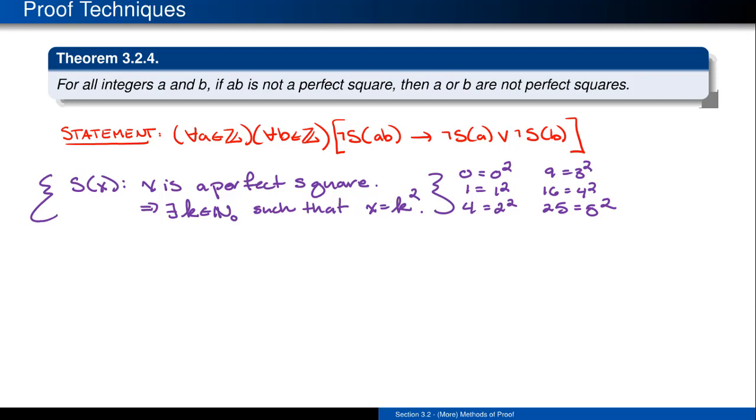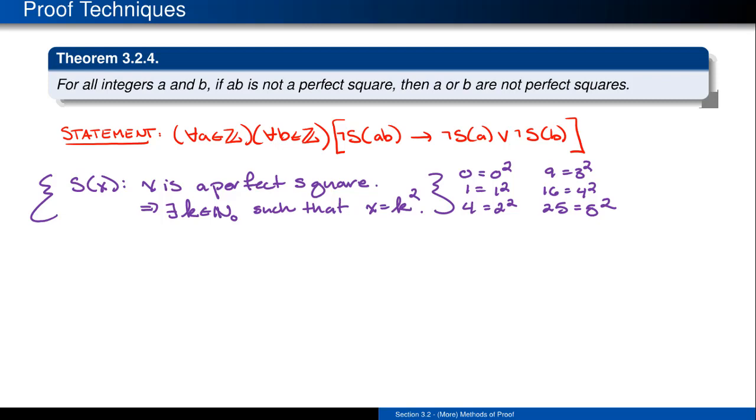Hopefully you've seen the idea of what a perfect square is. This goes back to elementary school or whenever you first learned about perfect squares. You typically start by taking a number, squaring it, and that new number ends up being a perfect square. For example, if you square 0, it becomes 0. 1 squared gives a 1. 2 squared gives a 4. So 0, 1, and 4 are all perfect squares.